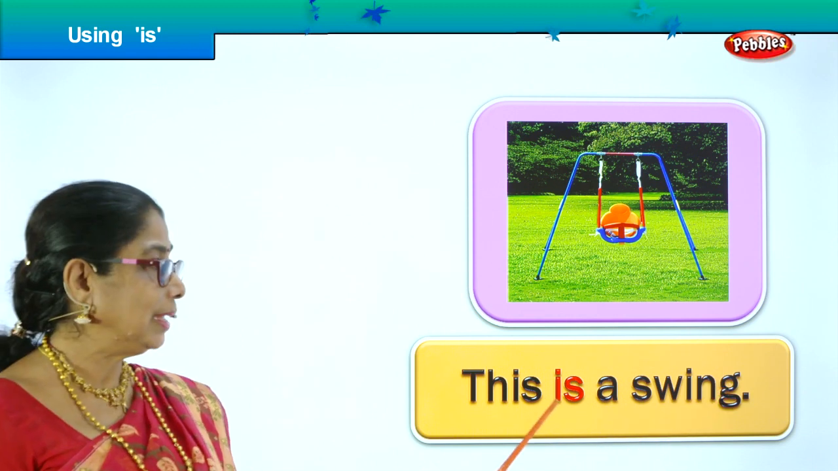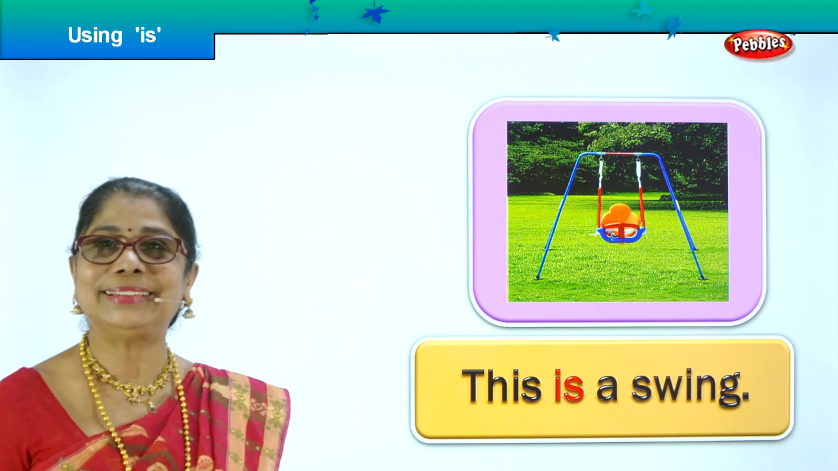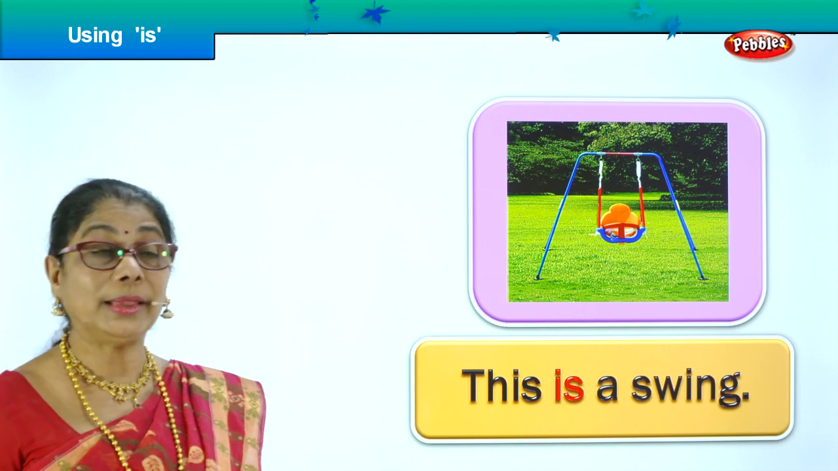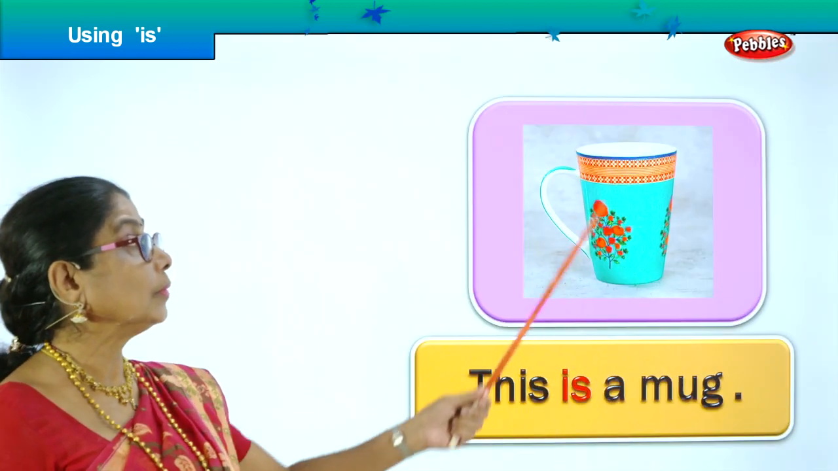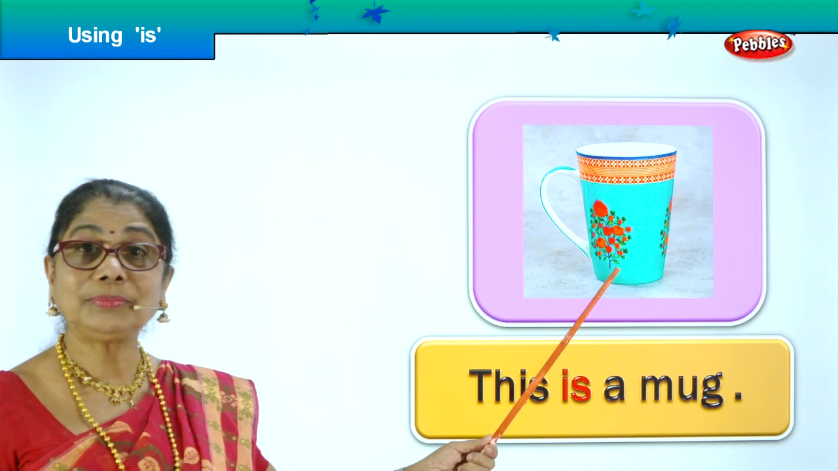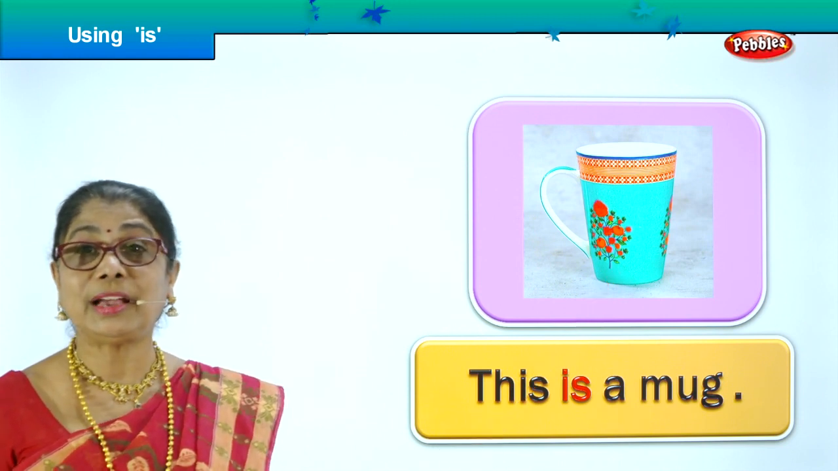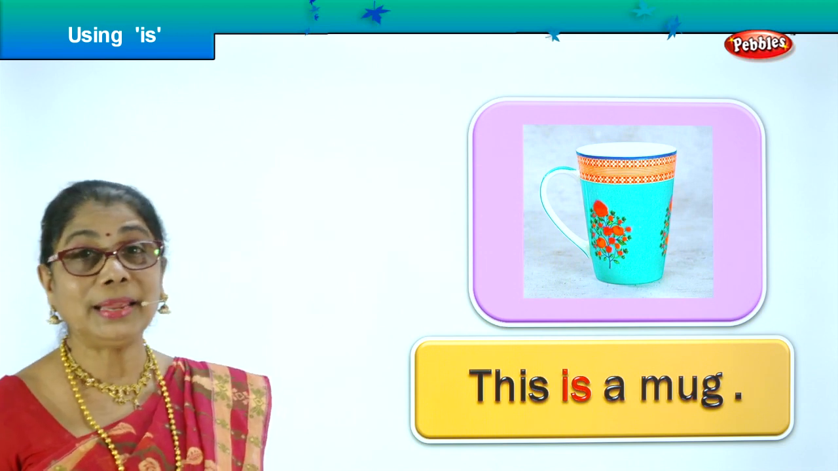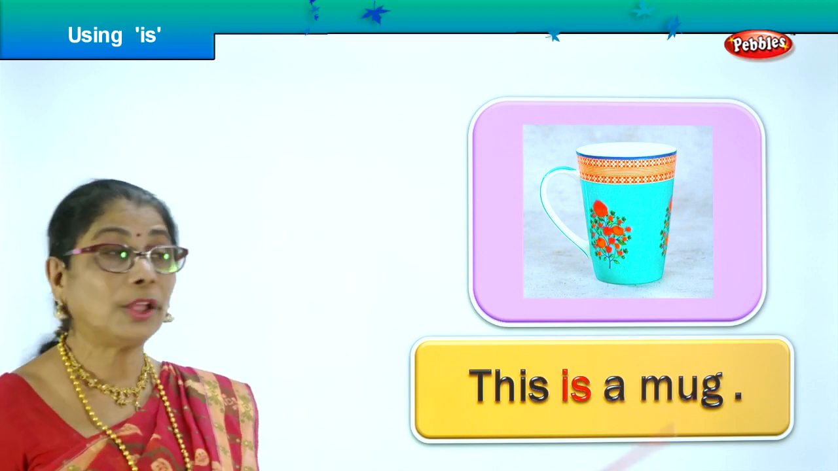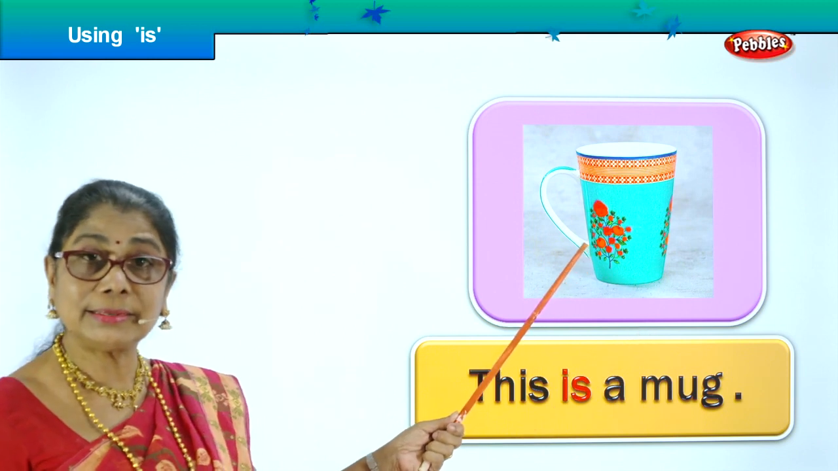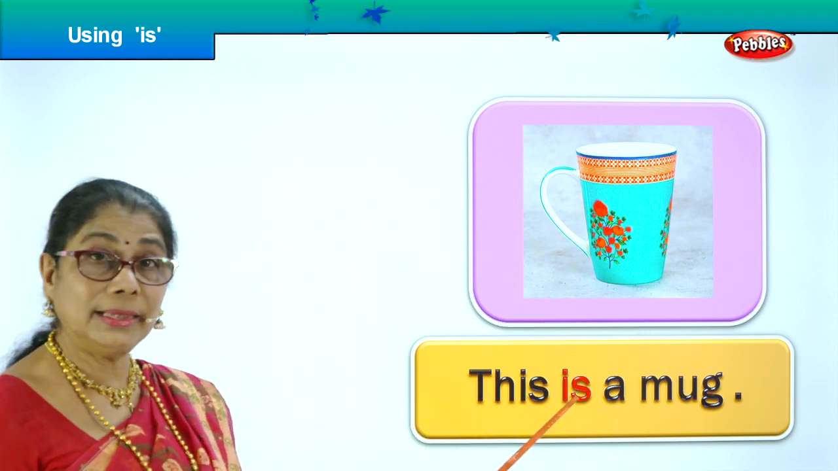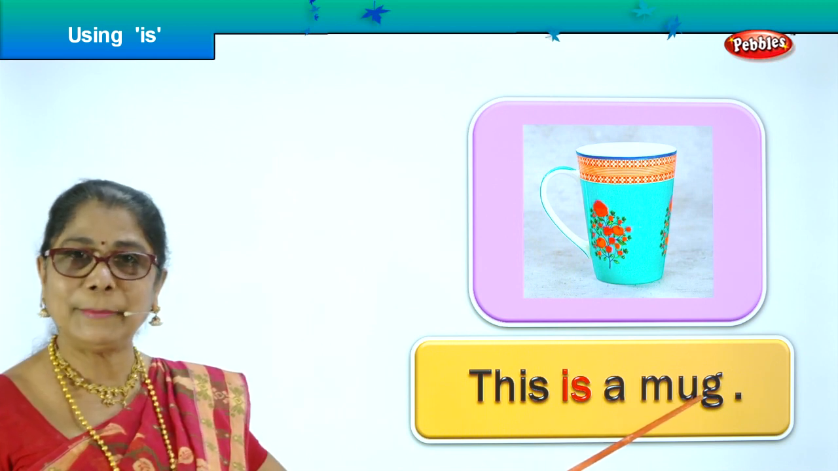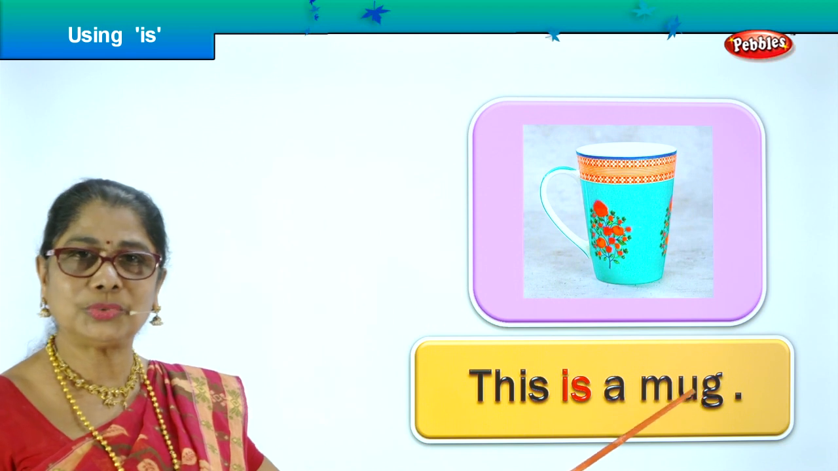Look at the sentence with use of is in it. Good. Shall we go to another new sentence? Good. Here we are. Have you seen a mug like this in your house? Must be having different kinds of colored mugs. Plastic, ceramic, or metal, anything. What is this? This is a mug. What do you use the mug for? Drinking milk, drinking water, juice.